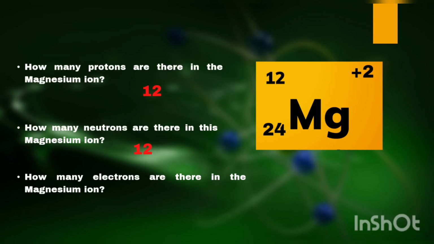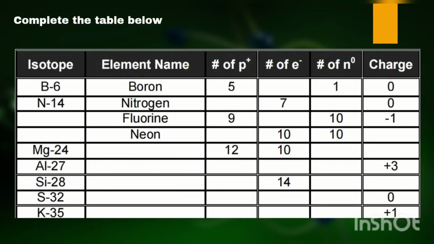How many electrons are there in the magnesium ion? Take note that the charge of magnesium ion is positive 2. Since it is positively charged, it is a cation, meaning to say that the number of protons is higher than the number of electrons. By how much? By 2. Since the number of protons is 12, then the number of electrons is 10. Now let us complete the table below. So you have the isotope, the name of the element, number of protons, number of electrons, number of neutrons, and charge.